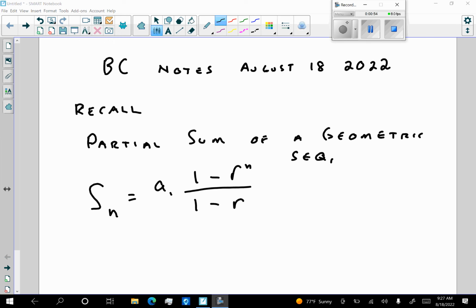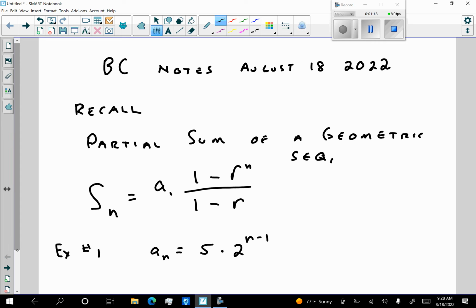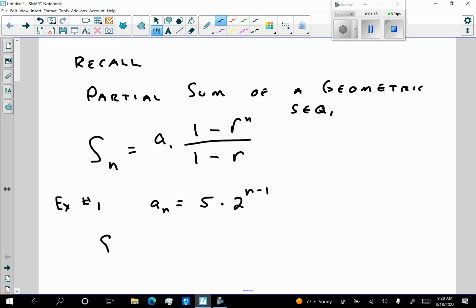Let's do an example using a partial sum. We're going to do two examples. Example number 1. If I have this geometric sequence 5 times 2 to the n minus 1, and say that I would like to find the fourth partial sum of the geometric sequence 5 times 2 to the n minus 1.